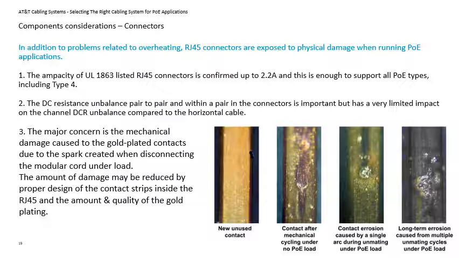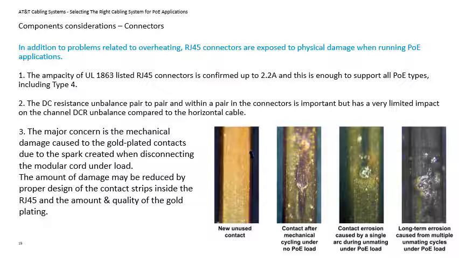The capacity, according to UL 1863, for RJ45 connectors is confirmed up to 2.2 amperes. This is enough to support all PoE types, including type 4. The DC resistance unbalance pair to pair and within the pair in the connectors themselves is important as well, but has very limited impact on the channel DCR imbalance compared to the horizontal cable or the termination methods.